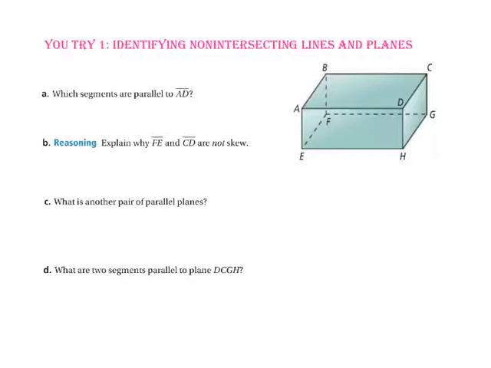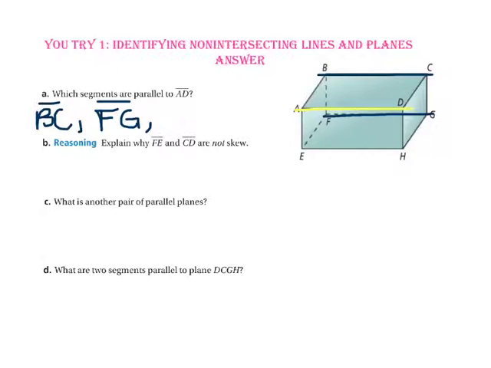Pause the video and try number 1. For part A, which segments are parallel to segment AD, let's first identify segment AD. Now, in order to be parallel, we want them to be coplanar, but not intersect. So, segment BC, segment FG, and segment EH. These segments are all coplanar, but do not intersect with segment AD.